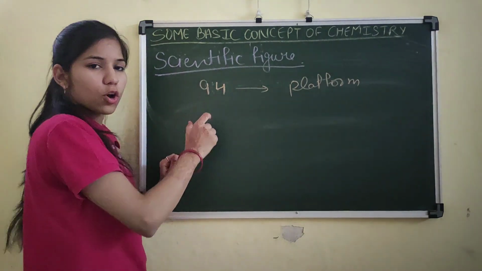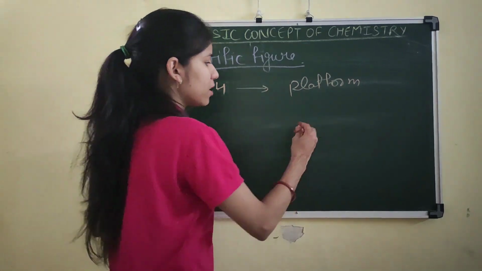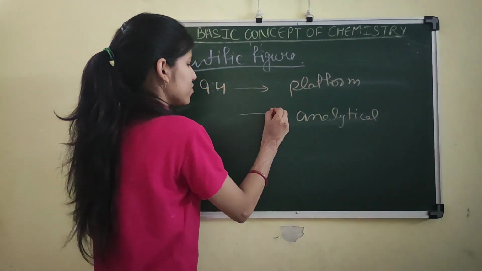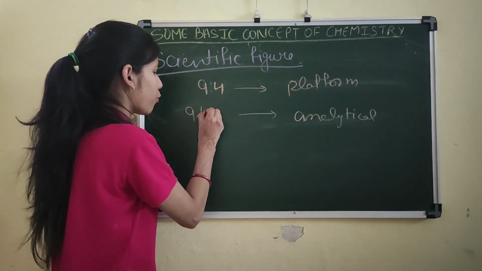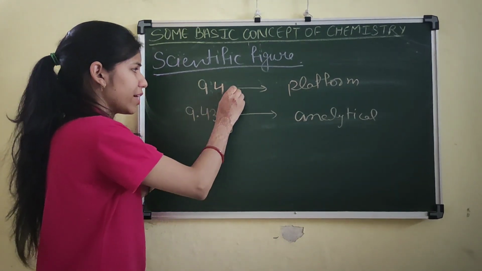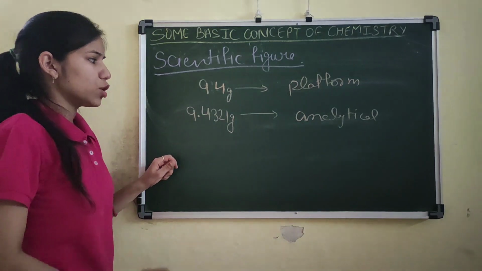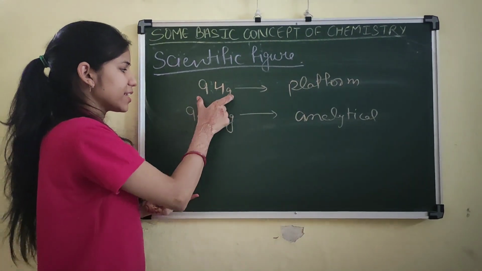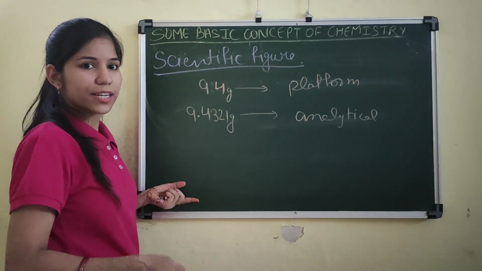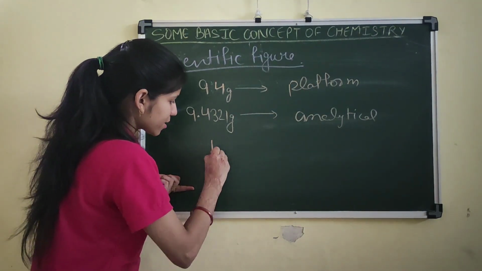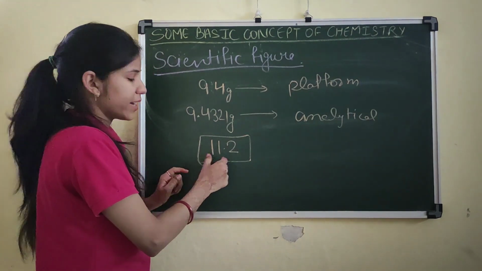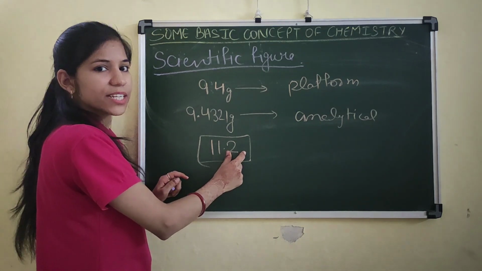And if this object is measured on an analytical balance, it will be equal to 9.4321 gram, also in gram. So there is some uncertainty present in this. The uncertainty is the number present in the measurement, like 11.2. In this, 11 is the certain number and 2 is the uncertainty present in it.